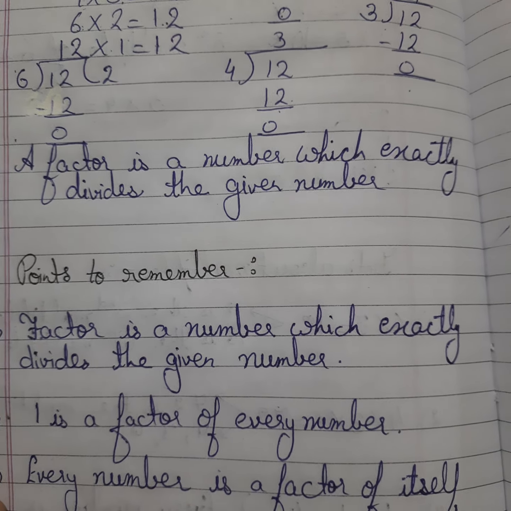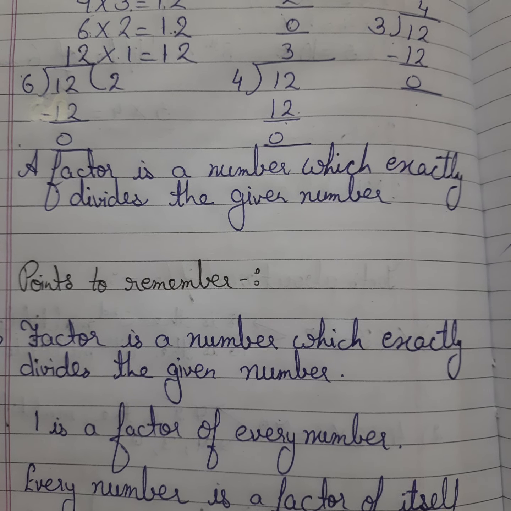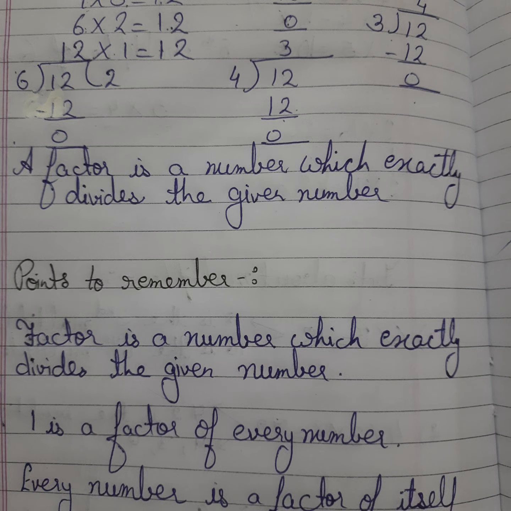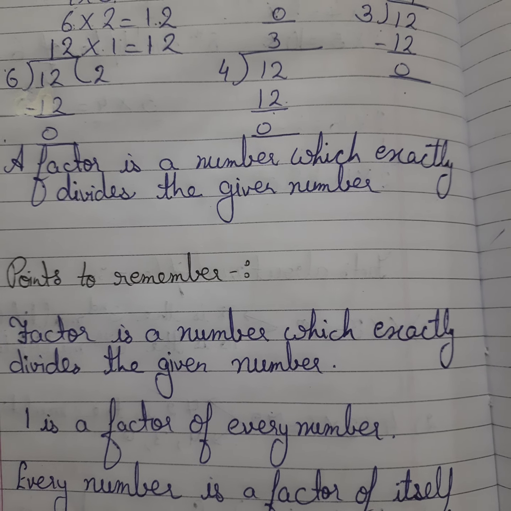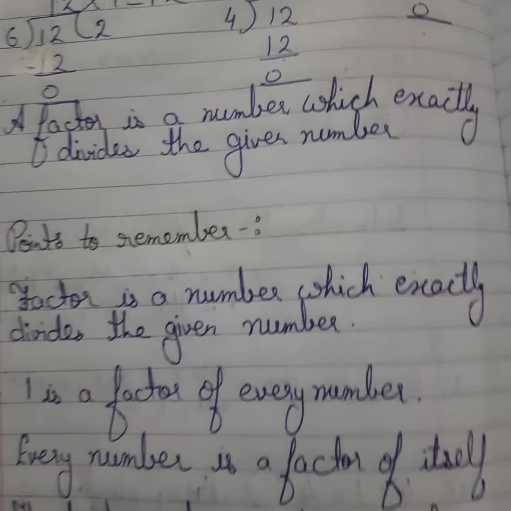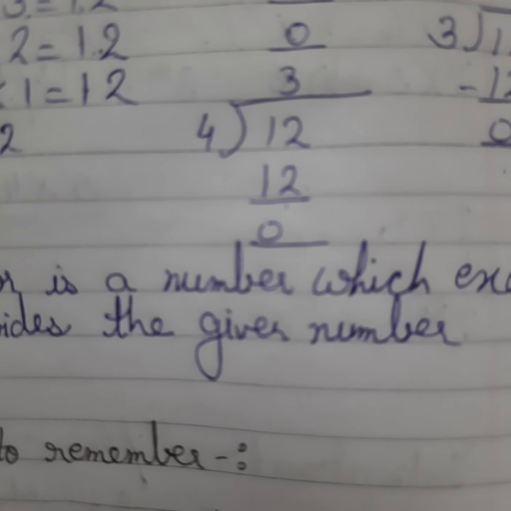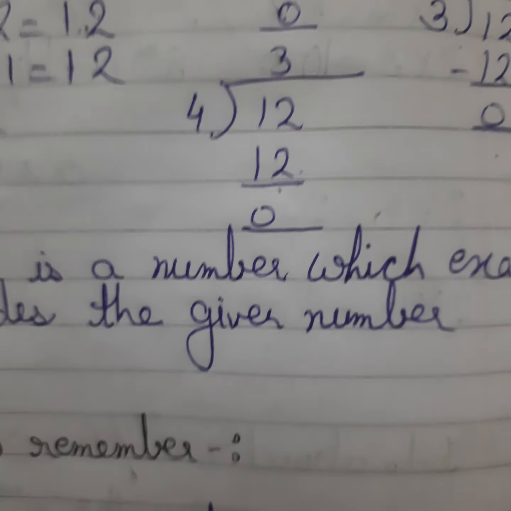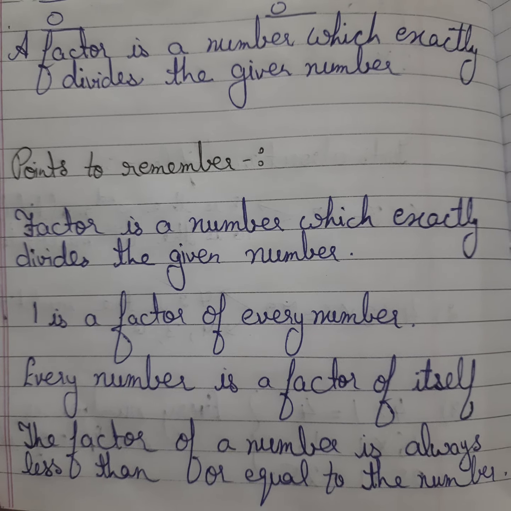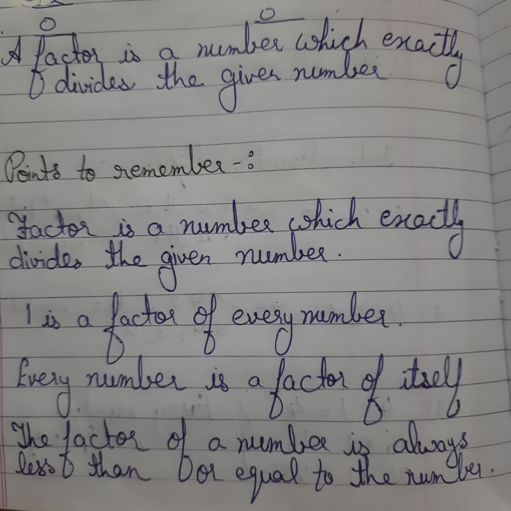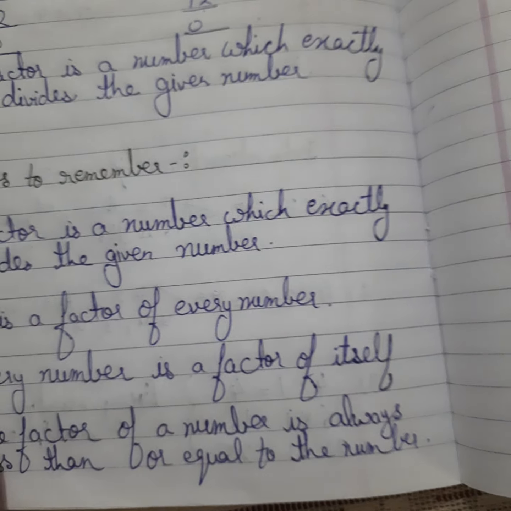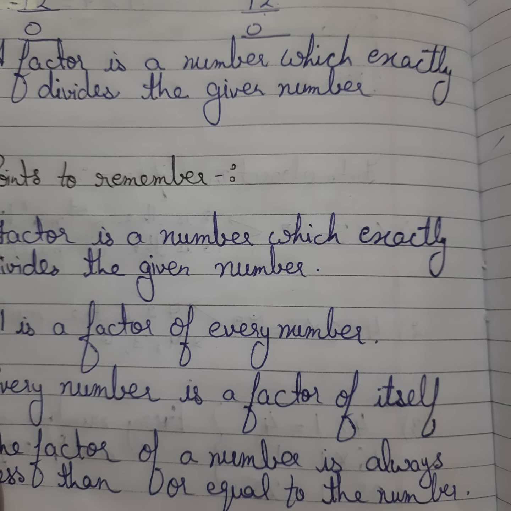Now the next one is, every number is a factor of itself. See, 12 ones are 12. It means every number is coming in its own table, so it is a factor of itself. Every number is a factor of itself. Now the last point is, the factor of a number is always less than or equal to the number. Whatever factor we are finding, the factor of a number is always less than or equal to the number.